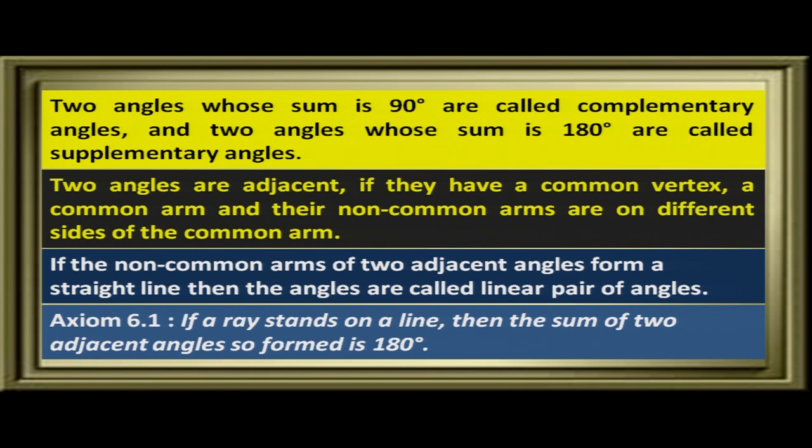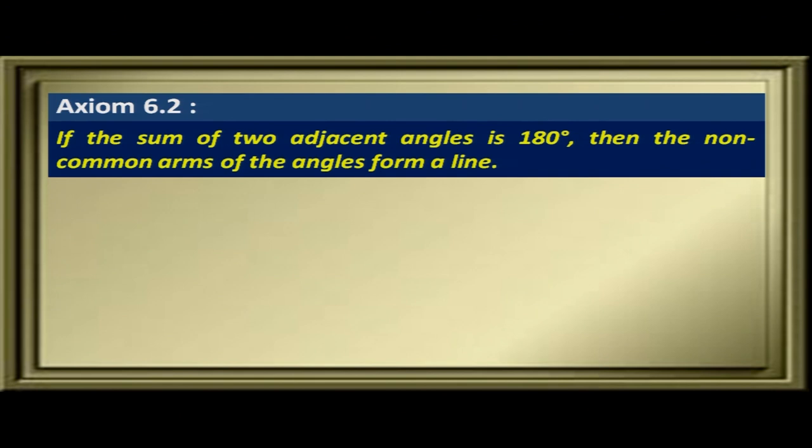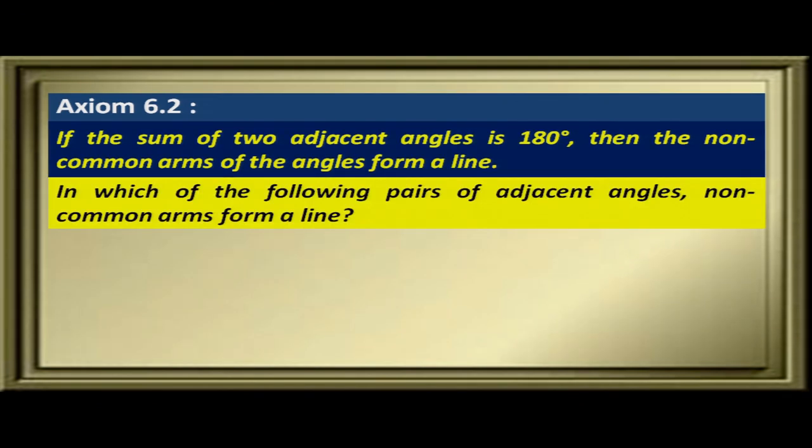What is the converse of this statement? If the sum of two adjacent angles is 180 degree, then the non-common arms of the angles form a line. So, if the angles are adjacent and their sum is 180 degree, then the non-common arms of those angles must lie on a straight line. You can verify it by drawing. Now, in which of the following pairs of adjacent angles do the non-common arms form a line?